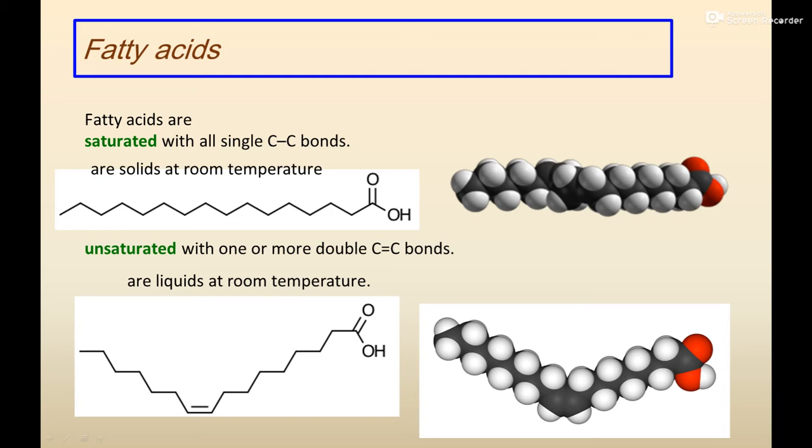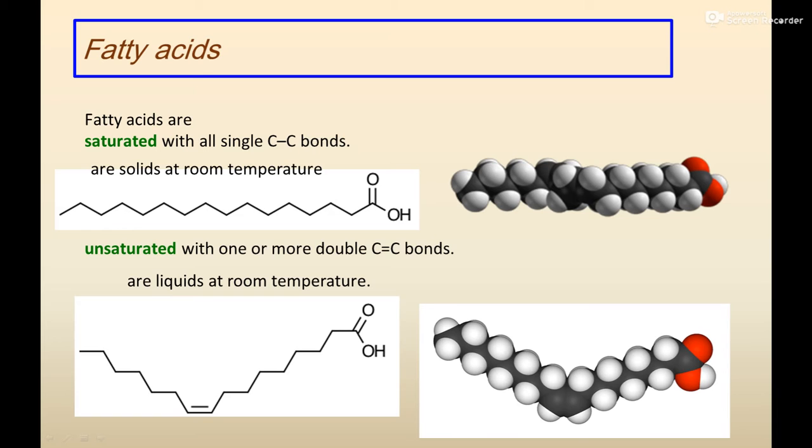Unsaturated fatty acids are those which contain one or more double bonds. You can see here there is a double bond present between two carbon atoms, while in this case there is a single bond present between two carbon atoms. The difference between saturated and unsaturated fatty acids is very simple.